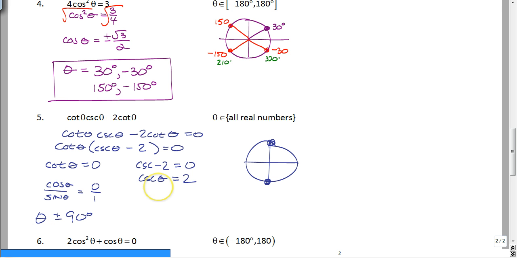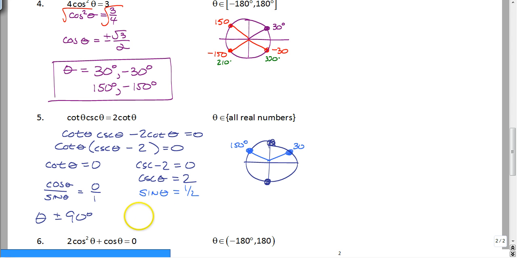Now we need to work with cosecant of theta is equal to 2. Well, think about cosecant. Cosecant is the reciprocal of sine, so that means where is sine 1/2? Sine is a positive 1/2 at 30 degrees and 150 degrees. Or we can do negative 210, but we don't need to get fancy. Okay, so there we go. So you have 4 answers here that are all real numbers.